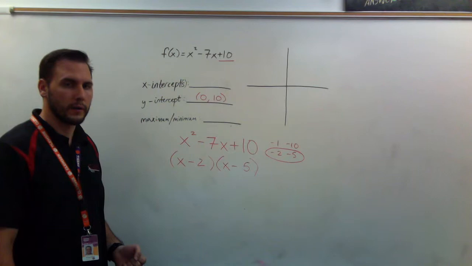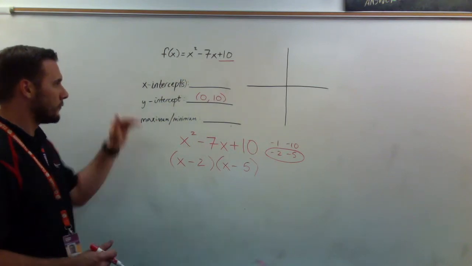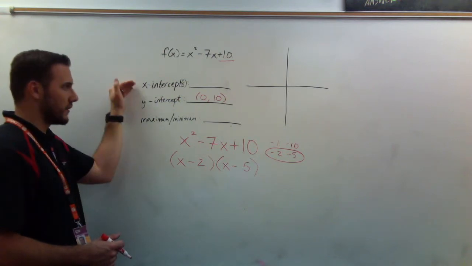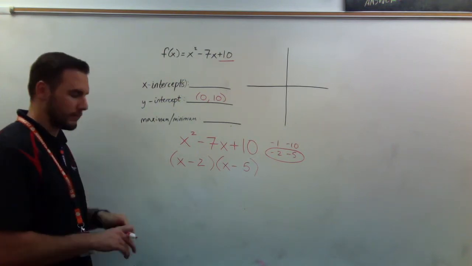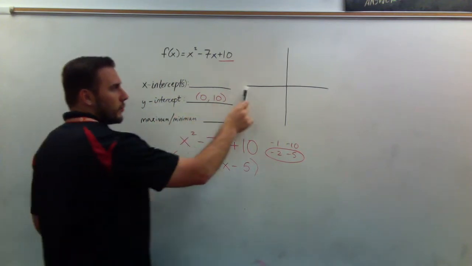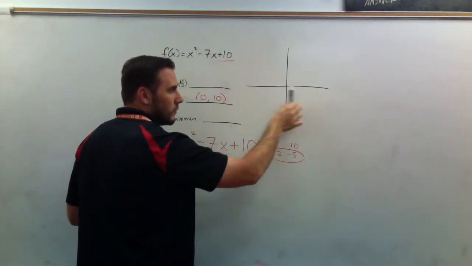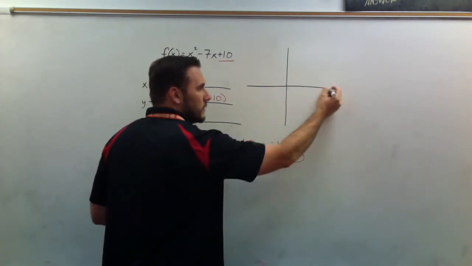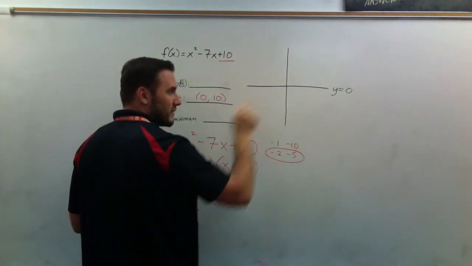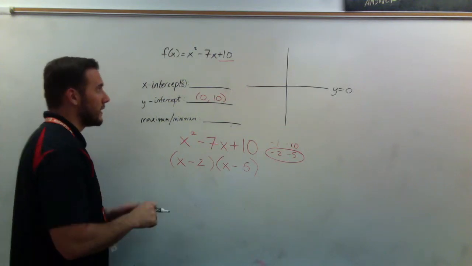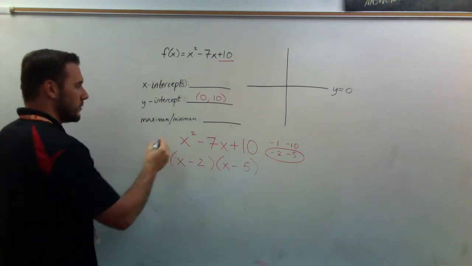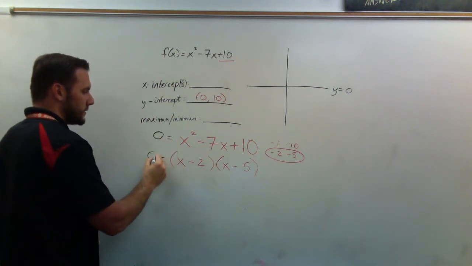Okay? Now, if we're talking about the x-intercepts of the graph, that's what we're doing at this step. We're trying to find the x-intercepts, and by factoring, you'll see why that is very useful. The x-intercepts on the graph are the points where it crosses the x-axis. The x-axis is also known as the line y equals 0, because every point on the x-axis has a y value of 0. So our output, our y, or our f of x value in this case, needs to be 0 if we're talking about the x-intercepts.